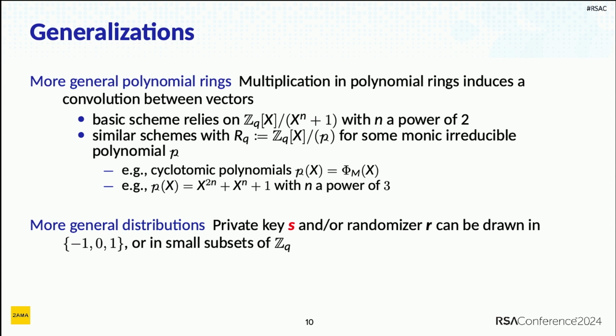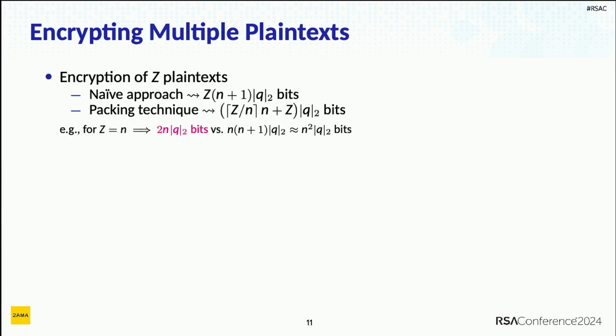And the reason to choose small values for the randomizer is to control the noise. If you want to avoid that, then you have to rely on tricks like gadget decomposition. But then this will also impact the performance. So it's better to choose the randomizer in a small subset of Z_Q. Okay. So what I showed you was to encrypt one message, but in many applications, we have to encrypt multiple messages.